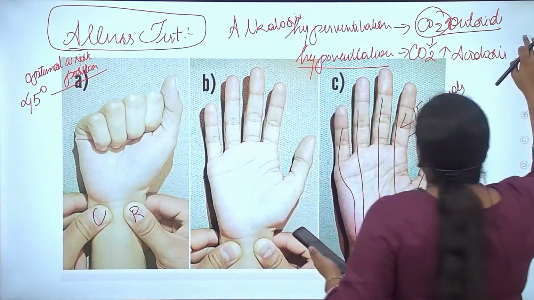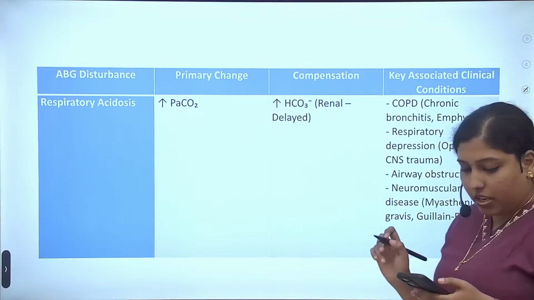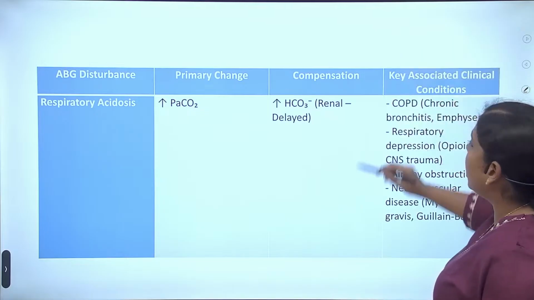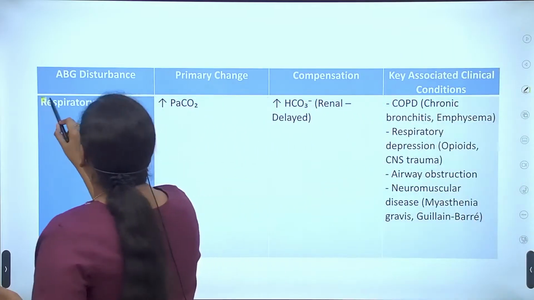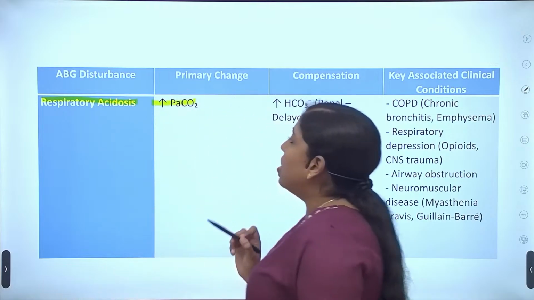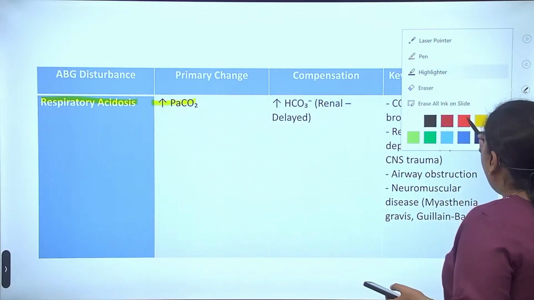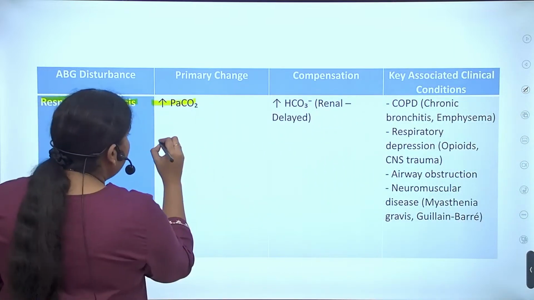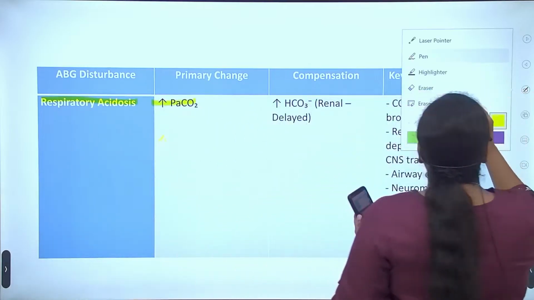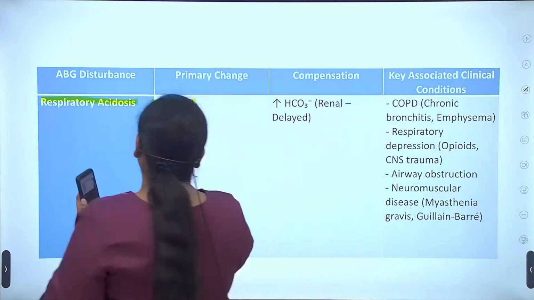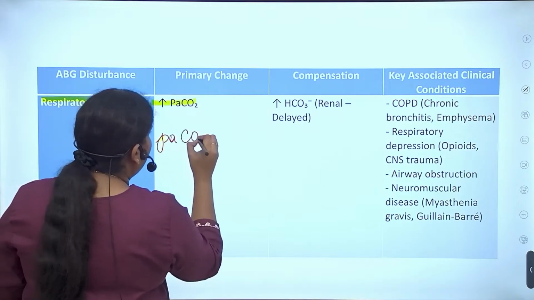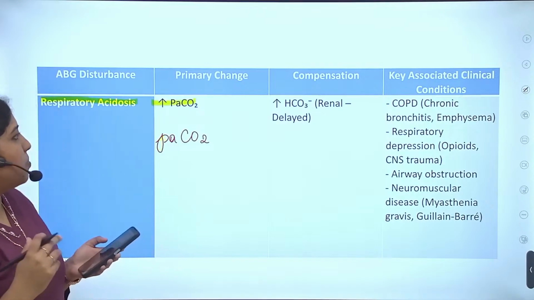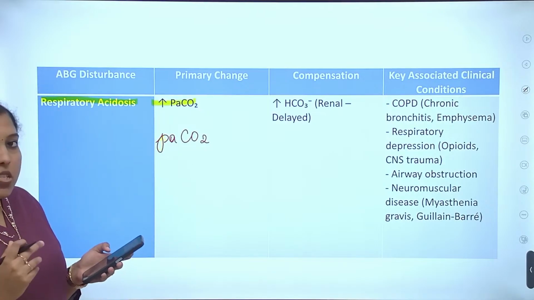Right? So next, again, this is a very important table. You have to remember, in case of respiratory acidosis, as you all know, the PaCO2 level is going to be increased. Just now we have discussed this, right? So as I said, when there is excessive accumulation of CO2 in the body, it will cause respiratory acidosis.